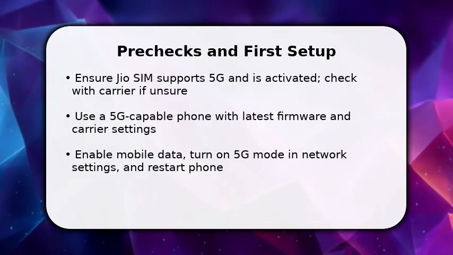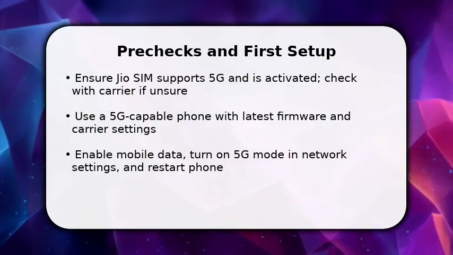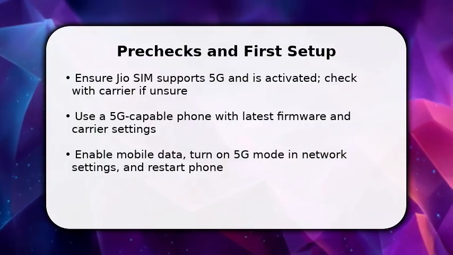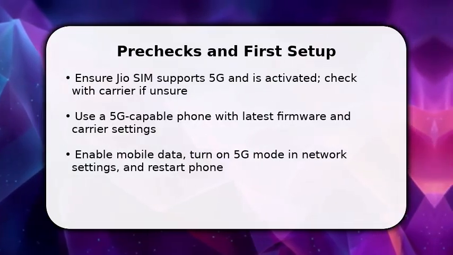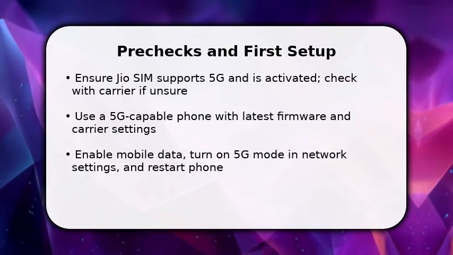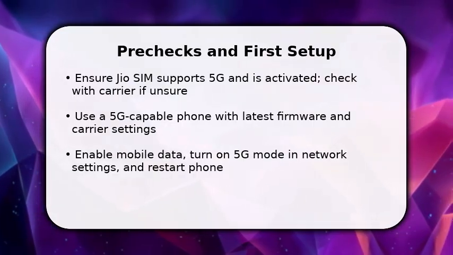You start by confirming essentials. Your Geo SIM must be 5G enabled and activated, and your phone must support 5G bands. Once done, insert the SIM, enable mobile data, and open network settings.